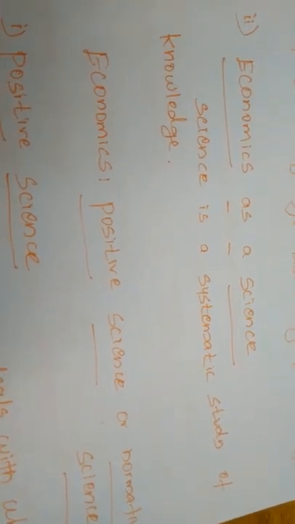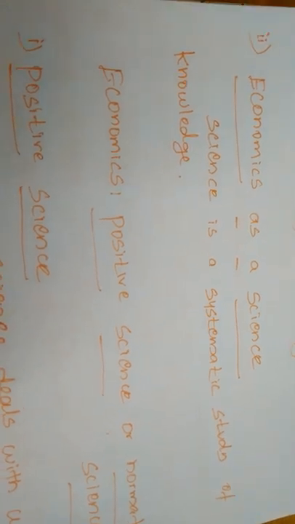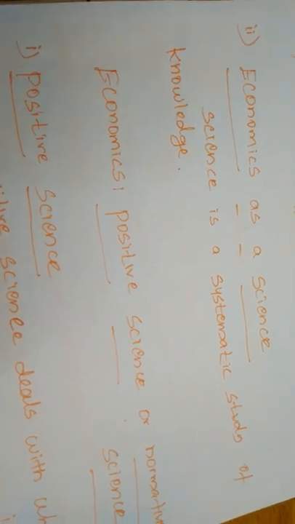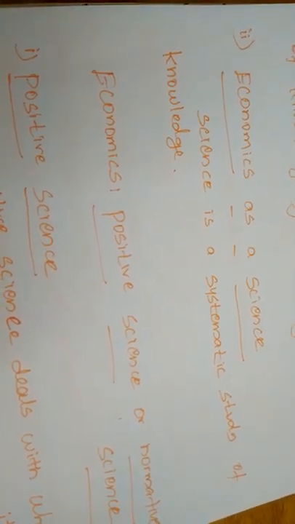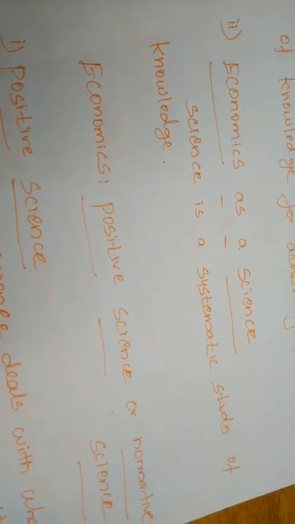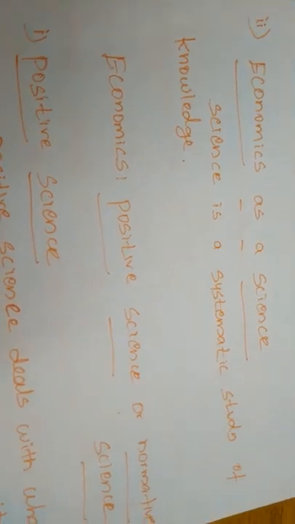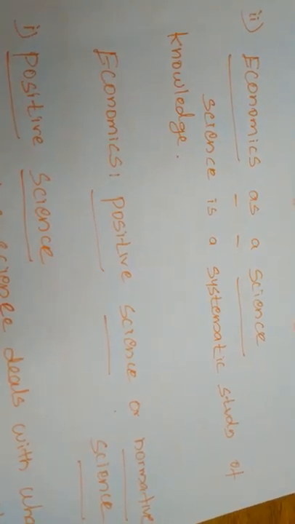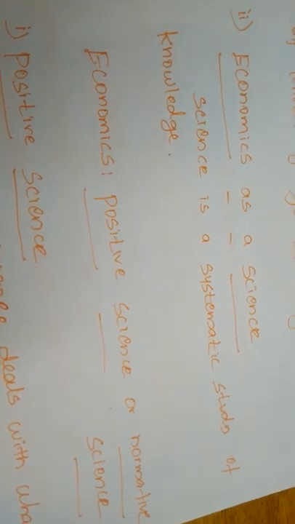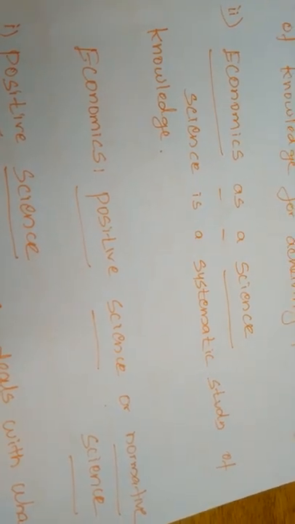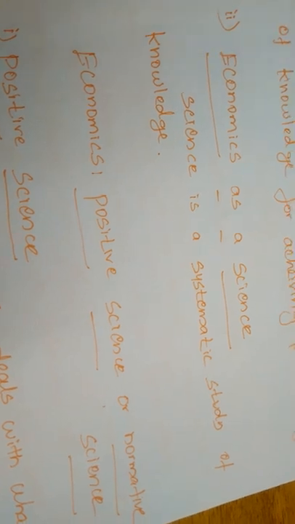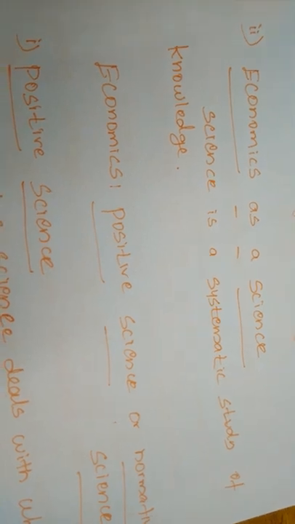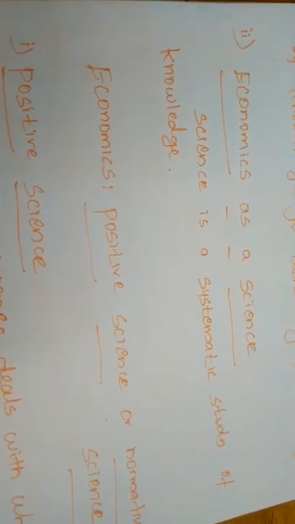First, what is science? Science is a systematic study of knowledge. If you want to study something, that subject must have a systematic study of knowledge. What we study in science, we have to study as it is. Suppose any laws or theories are there, we must study that law and theory as it is, without any changes. For example, Newton's law.